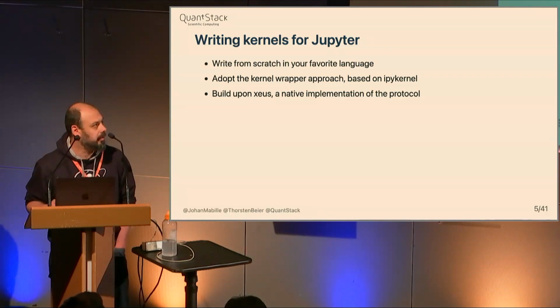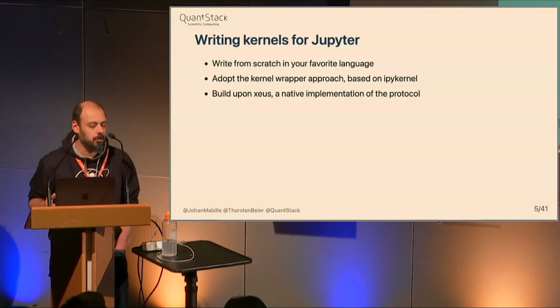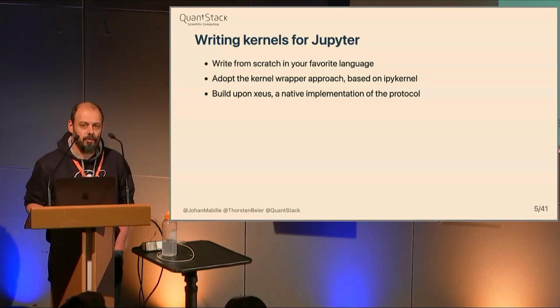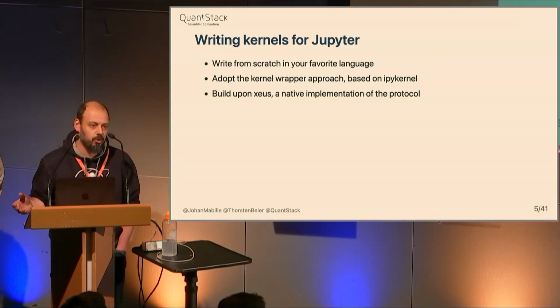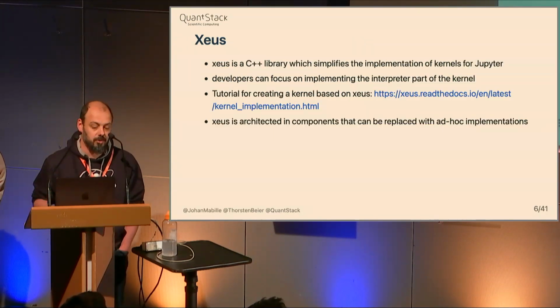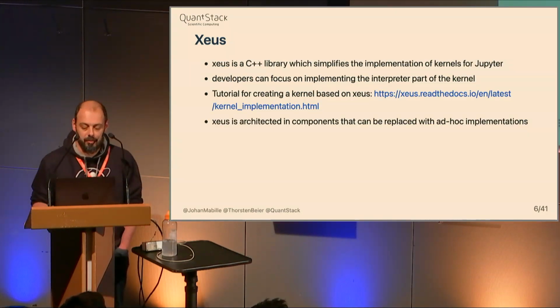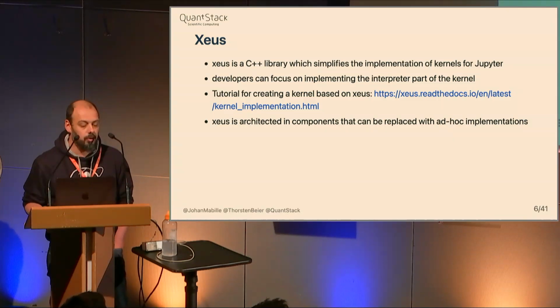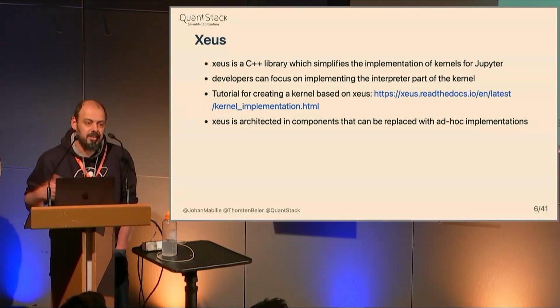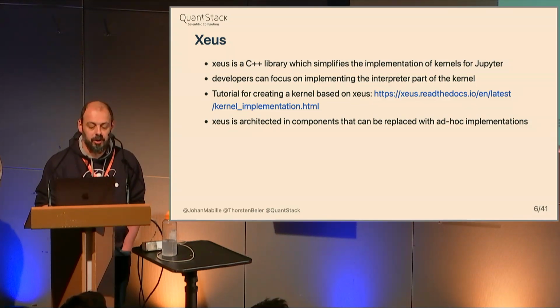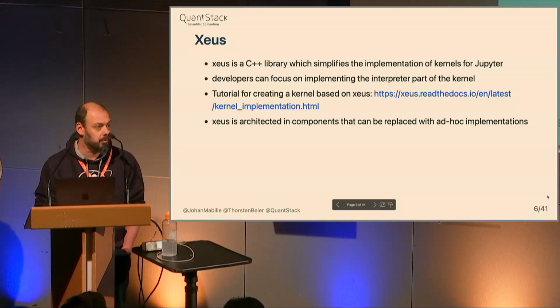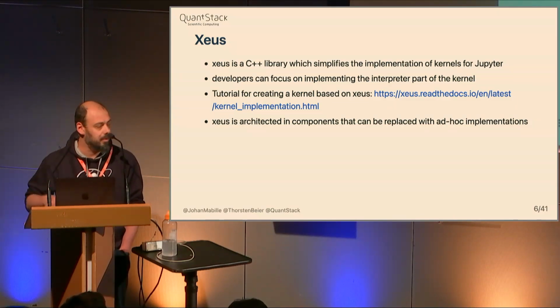The third approach is to rely on something we developed at QuantStack called Xeus. It's a native implementation of the Jupyter protocol. The nice thing with Xeus is that it's C++. So if your interpreter provides a C or C++ API, it's really easy to write some glue code between Xeus and the interpreter, and you don't have to worry about implementing the protocol. It simplifies the implementation of kernels. Developers can focus only on implementing the interpreter part, or if you already have an interpreter, just write some glue code. We have a tutorial on creating a kernel based on Xeus in the Xeus documentation, step by step, showing what you have to do.